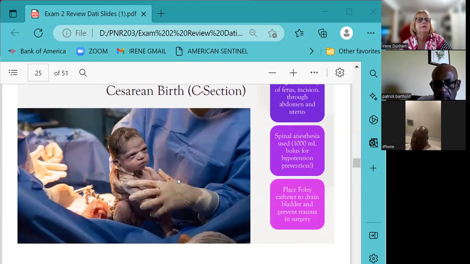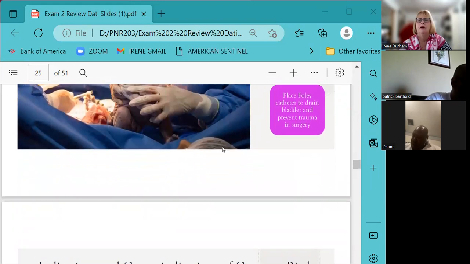All right. This poor little guy. He doesn't look mean. He looks like he's really upset. He's been through a lot. He says, wow, this was a heck of a birth, Mom. All right.